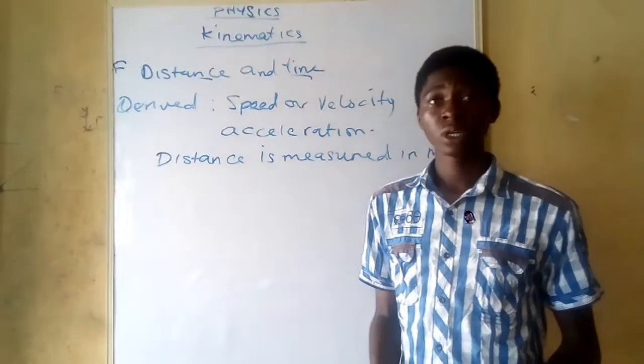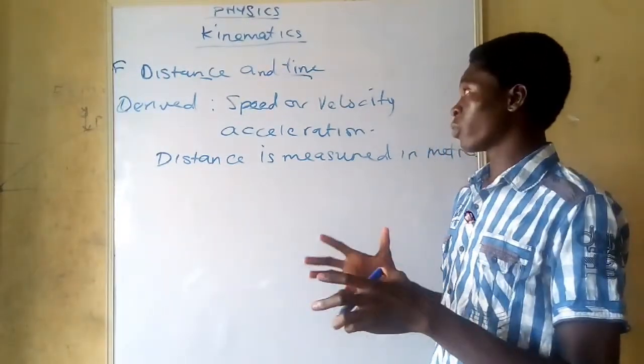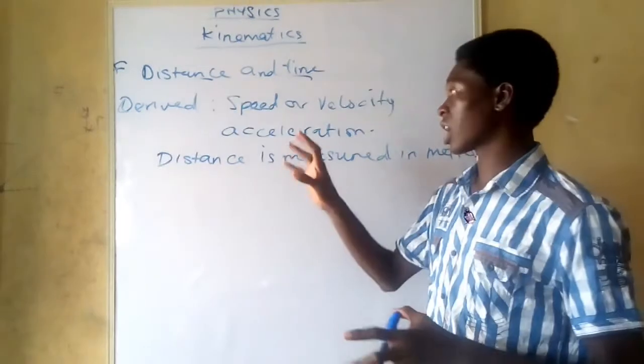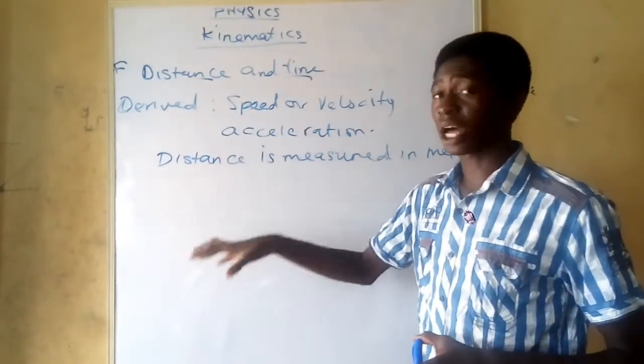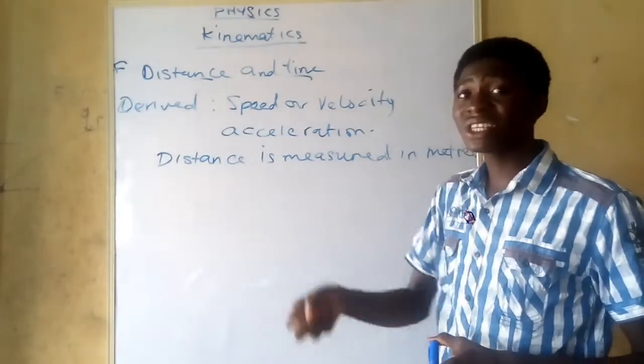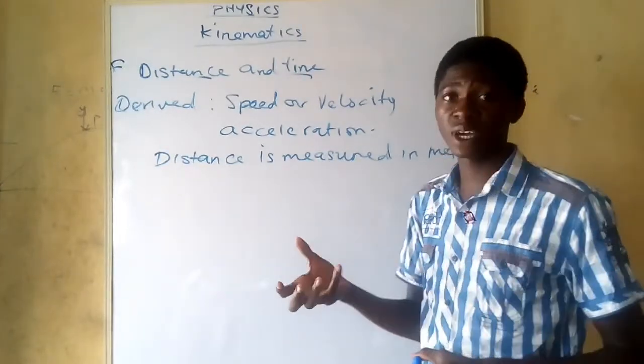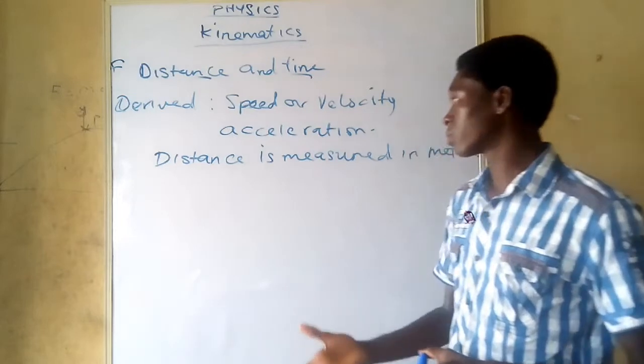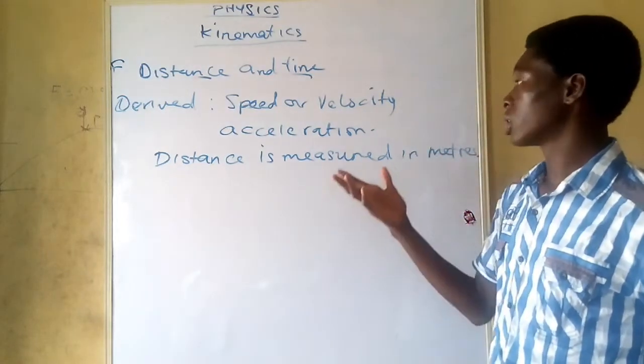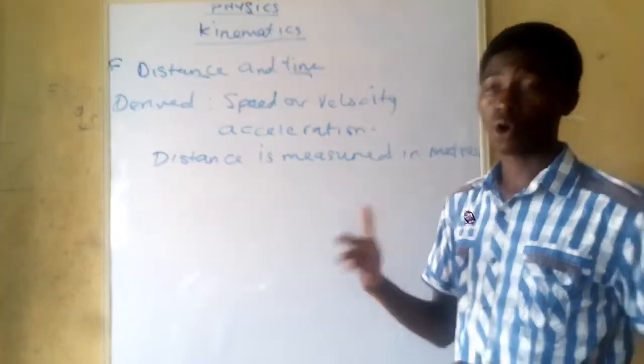How can we define time? I said that before any event can occur, it must occur in space and what? Time. So time is the period during which an event occurs. You can put that down: time is the period during which an event occurs.